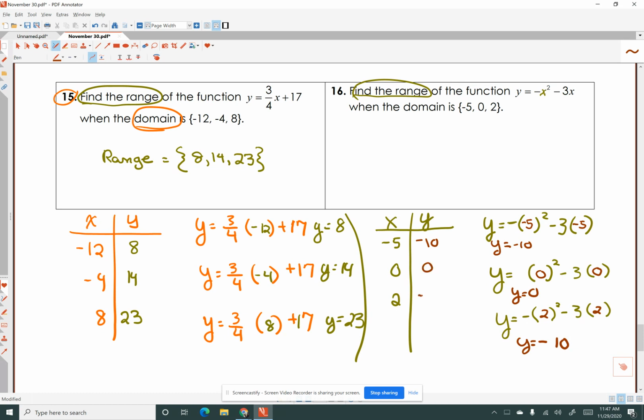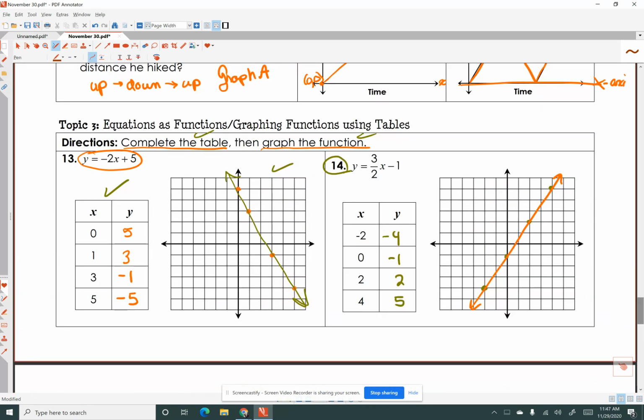So now we've got a repeated range value. When we write our answer, we only write that range value one time: negative 10, 0. And that's how we write it. That's the final answer. So the rest of the review, tomorrow we'll work on the function notation and some more complicated substitutions.